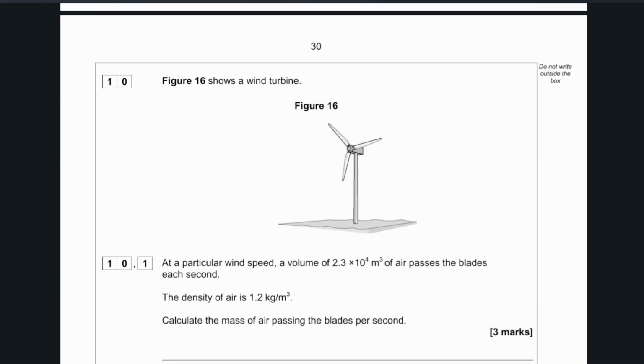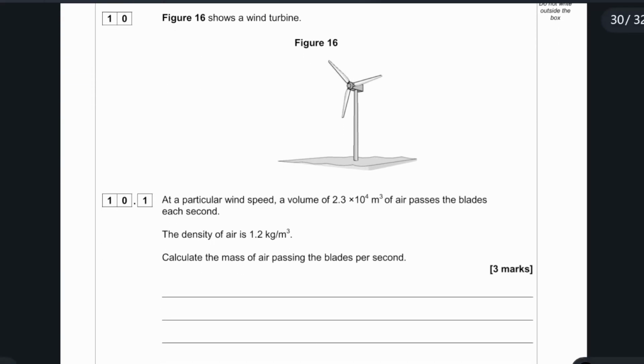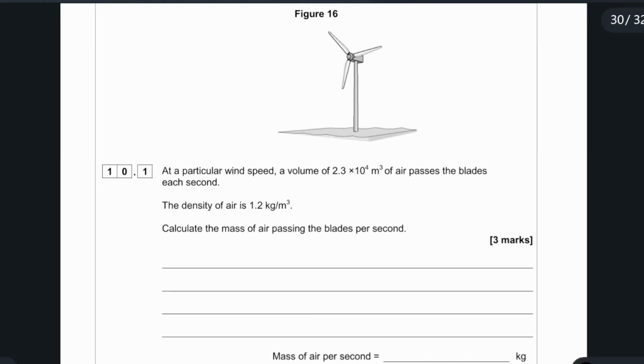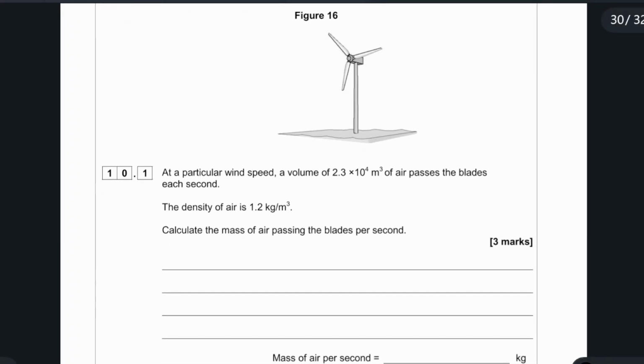Perfect. Final question then, question 10, figure 16 shows a wind turbine. At a particular wind speed, a volume of 2.3 times 10 to the 4 meters cubed of air passes the blades each second. The density of air is 1.2 kilograms per meters cubed. Calculate the mass of air passing the blades per second. And so for this question, we need to relate the density, the mass, and the volume. And so density is always going to be equal.